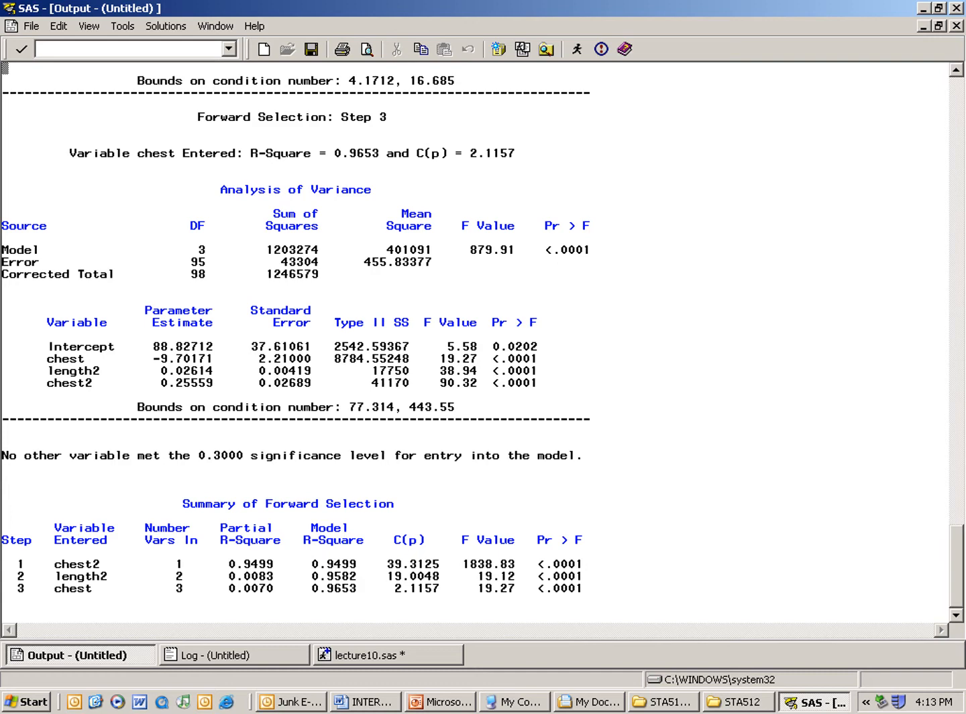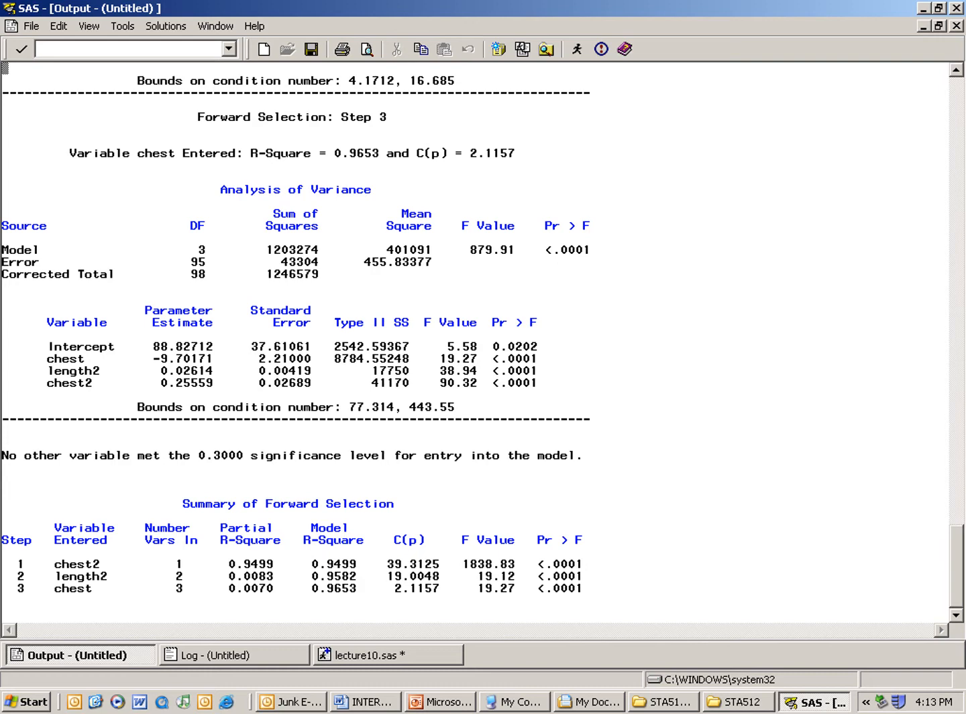Notice if I look over at the p-values for these things, all those p-values are less than 0.0001. So even though we were technically using a somewhat liberal alpha level of 0.30, everything that's been added is highly significant by usual standards. And then SAS says no other variables meet the 0.30 criteria. That is, if I were to add any other variable, its p-value would be 0.30 or larger. And so it stops.